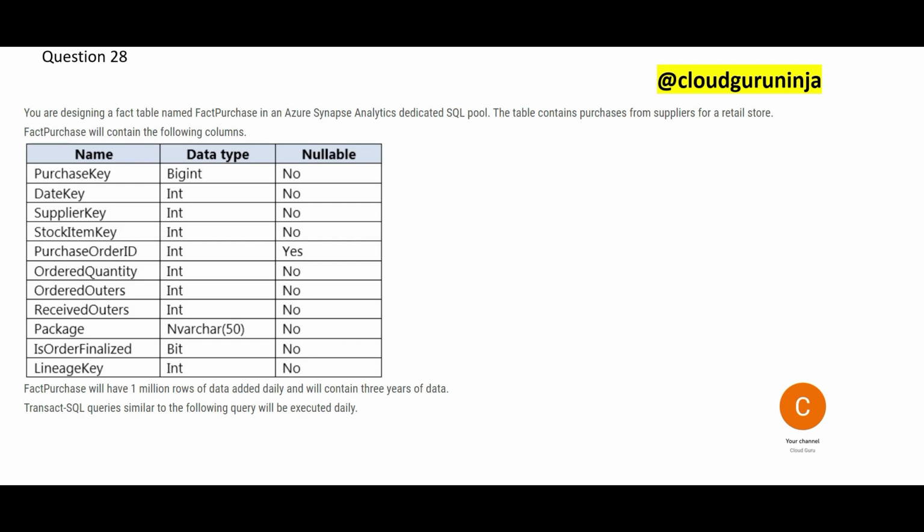Let us look at this next question here. Again, a Synapse Analytics question, and this time it is not a dimension, it is a fact table. The table is called fact purchase, and it has these columns. Fact purchase will have 1 million rows of data added daily and will contain 3 years of data. That is massive, right? 1 million daily means 30 million per month, 12 times 30 is 360 million per year. 360 into 3, almost a billion records.